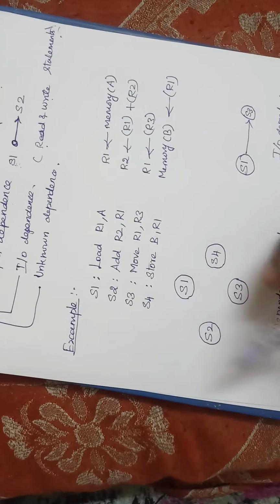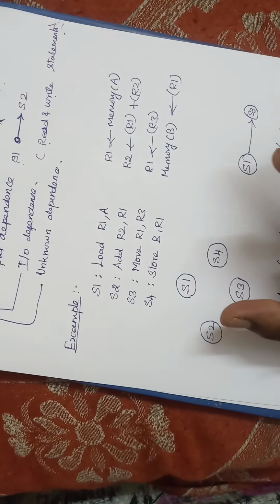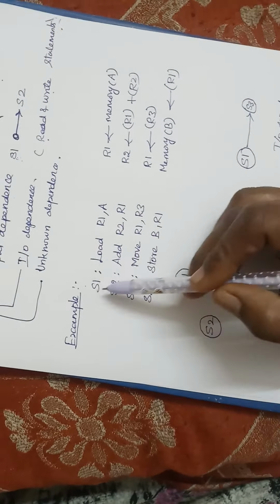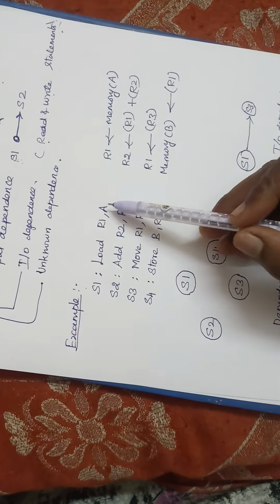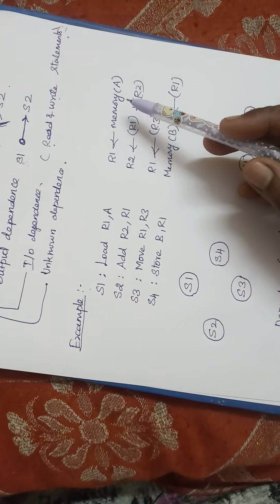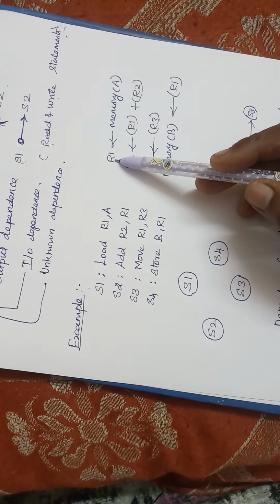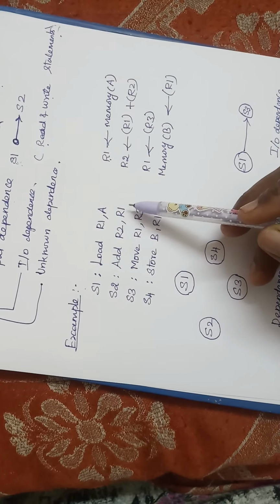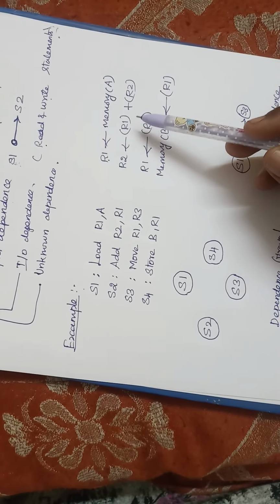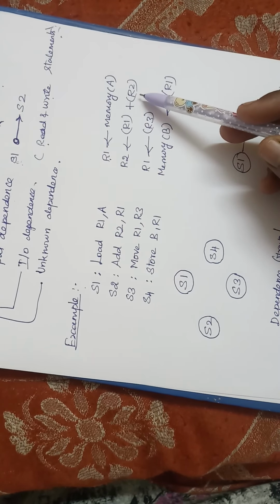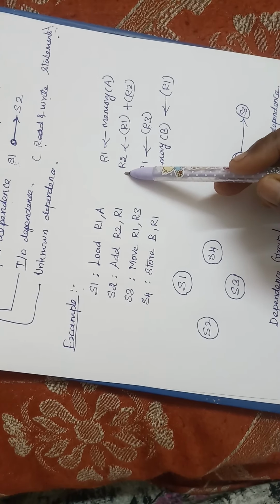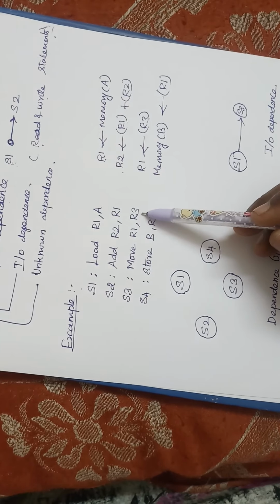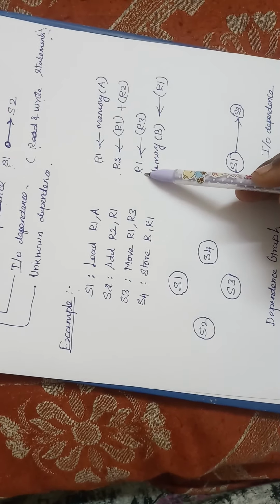With this knowledge, we are now going to draw a dependence graph. I have taken an example. S1: load R1, A. That means the memory value A is stored in register R1. Then statement S2: add R2, R1. That means the values in registers R1 and R2 are added and stored in register R2. Statement S3: move R1, R3. That means the value of R3 is moved to R1.